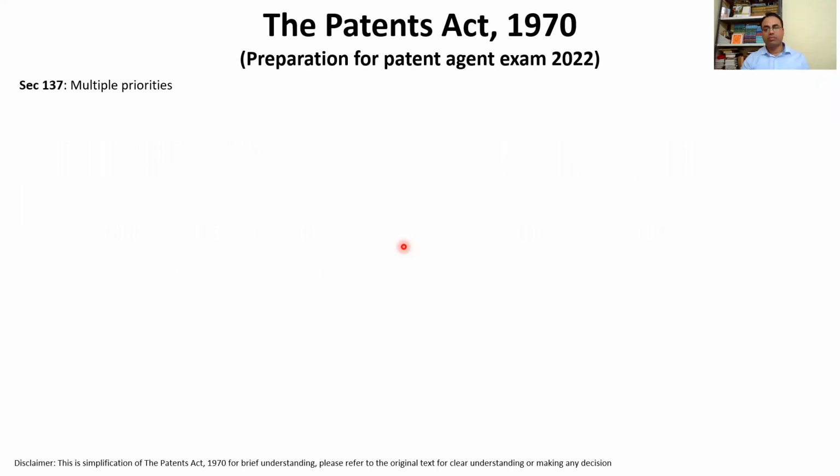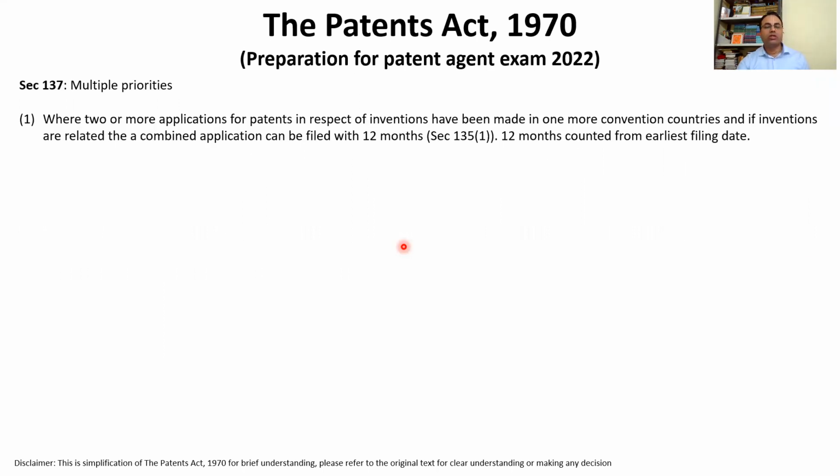Next is multiple priorities. Okay, where 2 or more applications for a patent in respect of an invention have been made in 1 or more convention countries, and if the inventions are related, then a combined application can be filed within 12 months. Section 135(1). Okay, so section 135(1) says that we can combine. Okay, 12 months counted from the earliest filing date. Okay, then you will have multiple priorities.